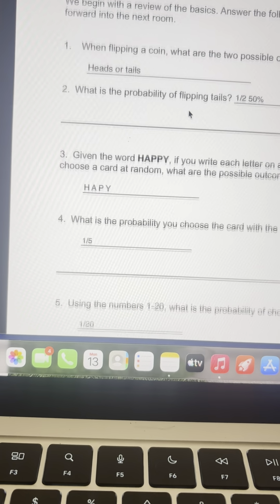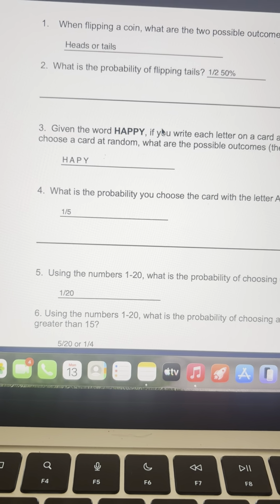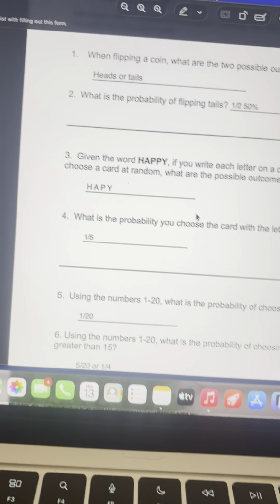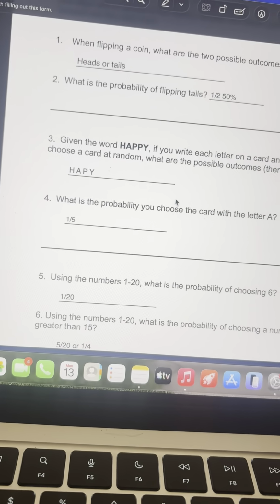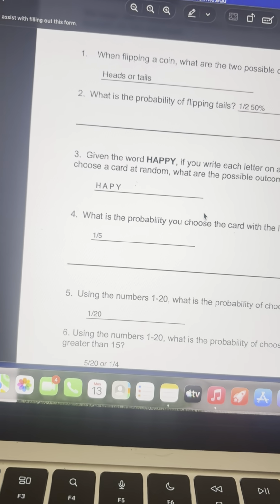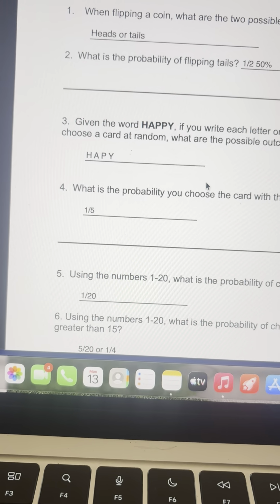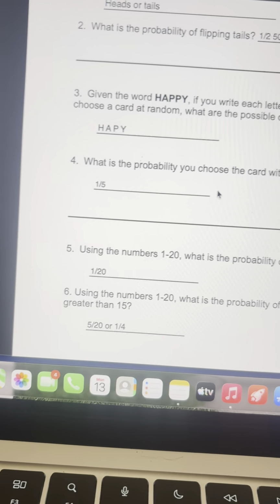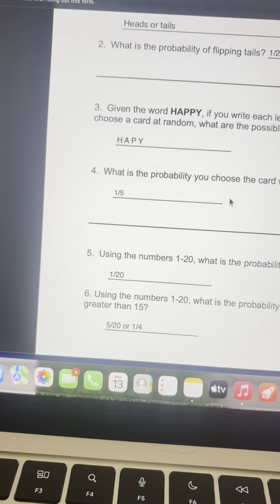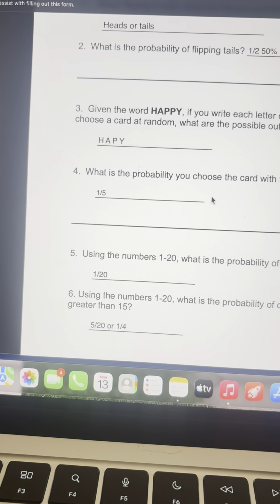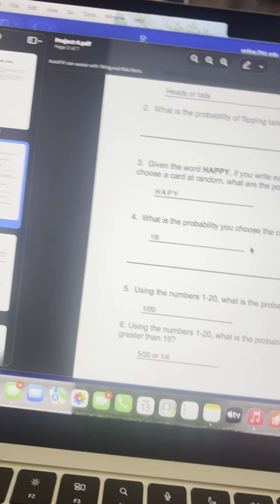And then given the word happy, if you write each letter on a card, then choose at random, there are only 4 possible outcomes, H, A, P, and Y, even though happy is a 5-letter word. The probability of choosing a card with the letter A is 1 out of 5.